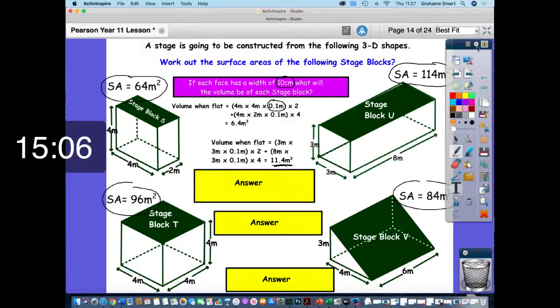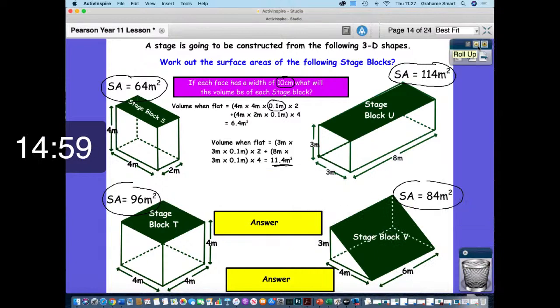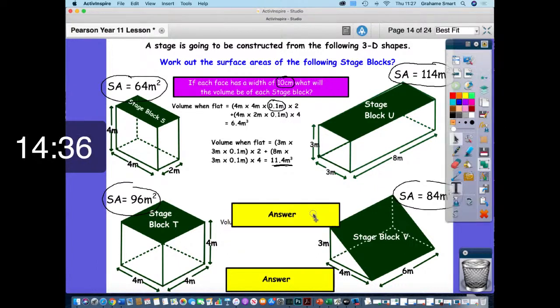Okay, I'll leave you to have a think about that and have a go at the next two. I'll give you 1 minute. You don't need to actually unpick it and redo the net or redo the surface area calculations. You should be able to see a connection now between them. Okay, some of you would be thinking, okay, that one's going to be 9.6 metres cubed. Let's have a look for stage block T. Let's have a look and see what it is.